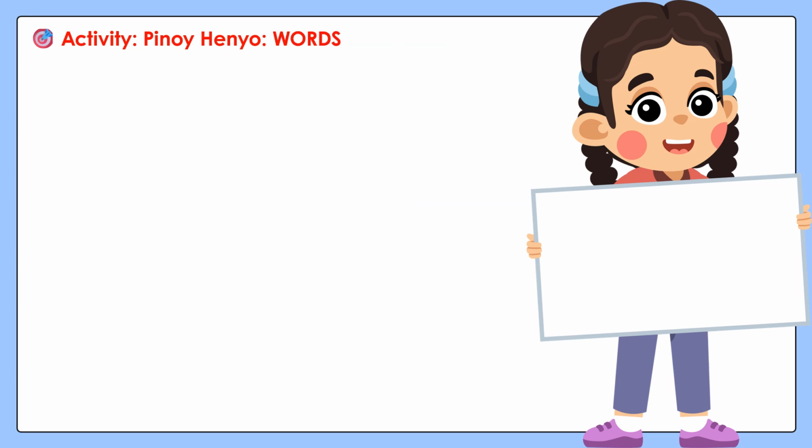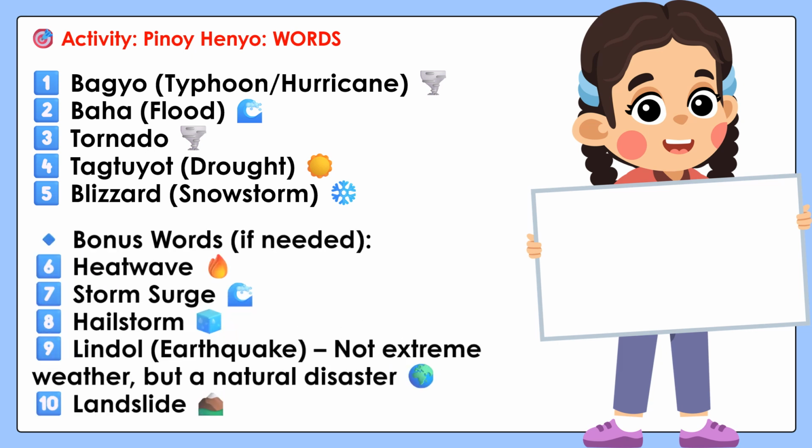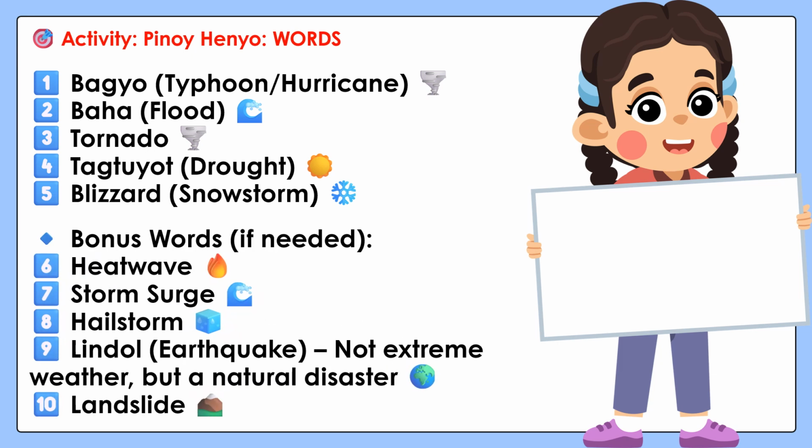Activity: Pinoy Henyo Words. Bagyo or typhoon or hurricane. Baha, flood. Tornado, tagtuyot or drought. Blizzard or snowstorm. For bonus words if needed: heat wave, storm surge, hailstorm, lindol or earthquake, not extreme weather, but a natural disaster, landslide.